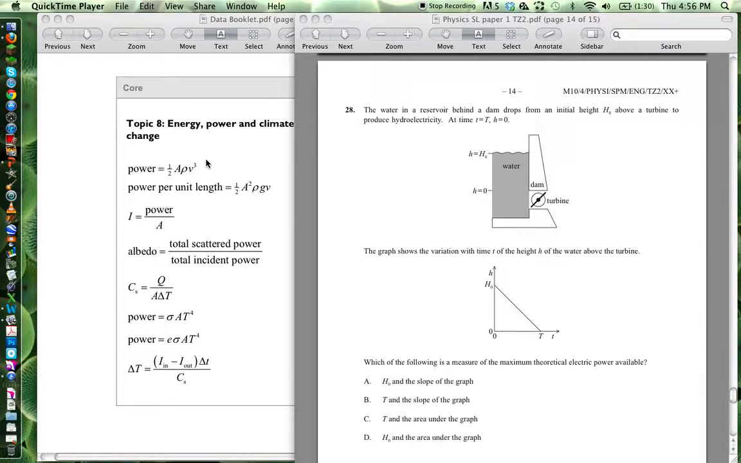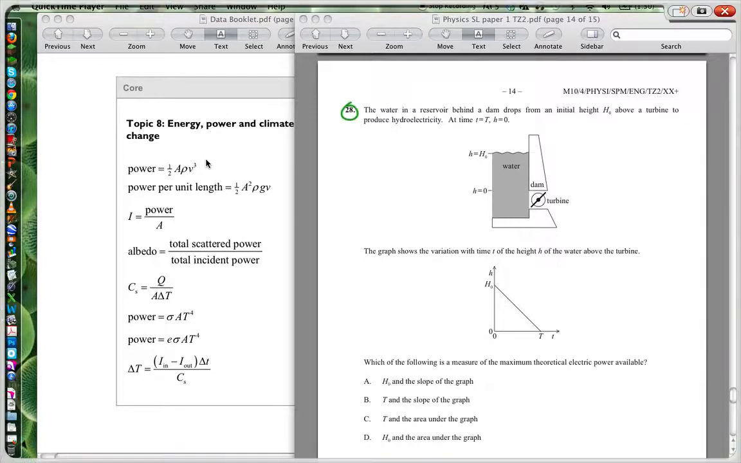Here we have 28. The water in a reservoir behind a dam drops from initial height H0 above a turbine to produce hydroelectricity. At time t equal to 0, h is equal to H0. The graph shows the variation with time t of the height of the water above the turbine. Which of the following is a measure? Now this is an important word there, measure. We've used that in terms of temperature also.